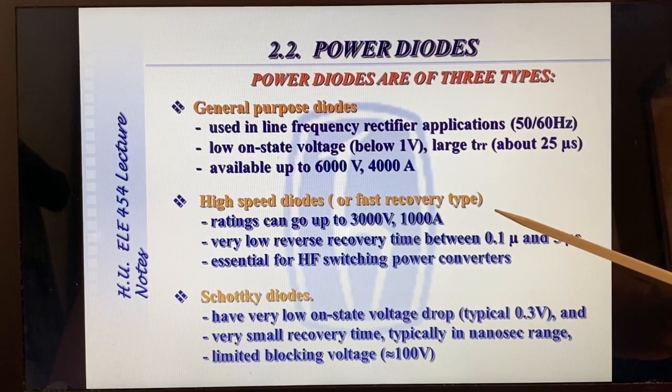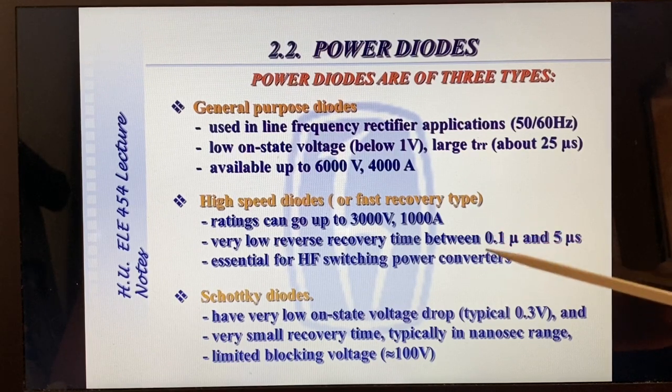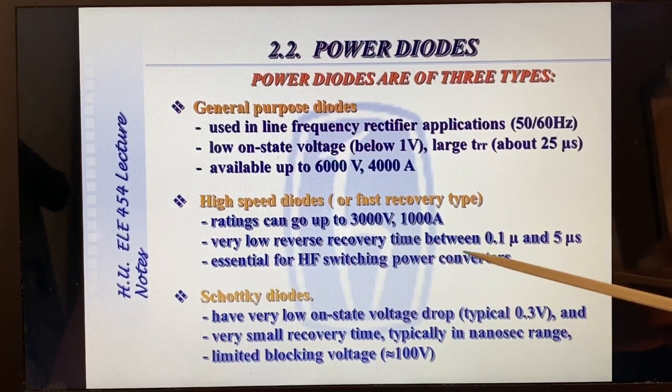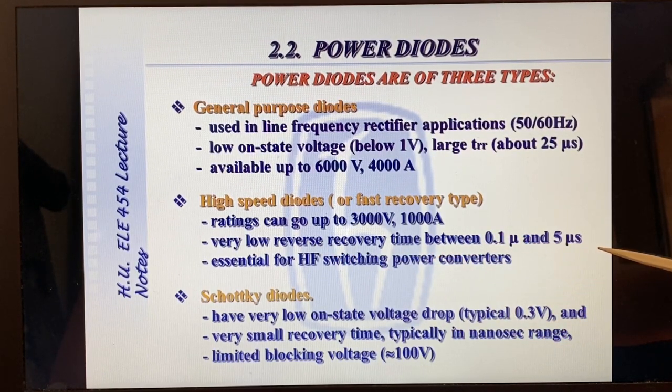What about the high-speed diodes now? They are for high-frequency operation, with lower ratings than the general purpose ones, but they have very low reverse recovery times, depending on the diode type, of a few hundred or few tens of nanoseconds to a few microseconds. They are essential for high-frequency switching power converters, DC to AC and DC to DC converters especially.